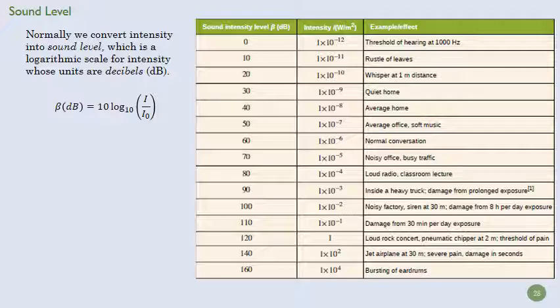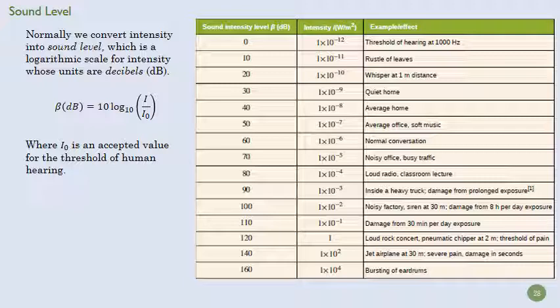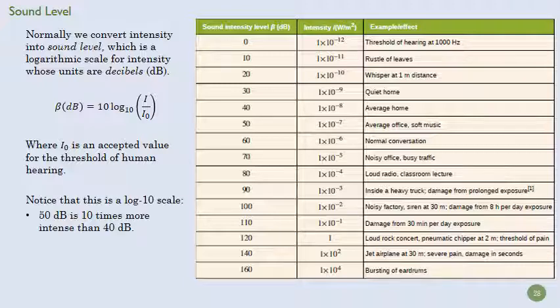So how much more intense is a 100 decibel noise compared to a 70 decibel noise? 3 orders of magnitude, which is 1,000 times, right? It's the difference between 10 to the negative 2 and 10 to the negative 5th. So yeah, that's just what I was saying here before.